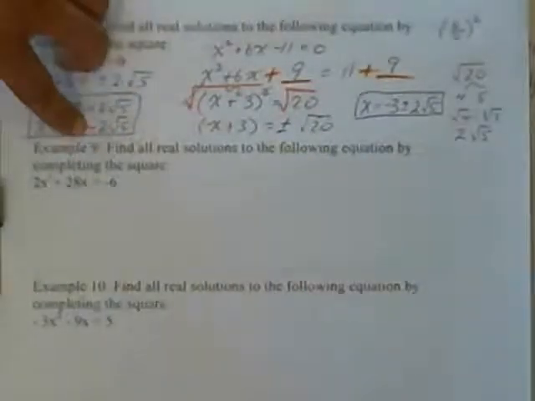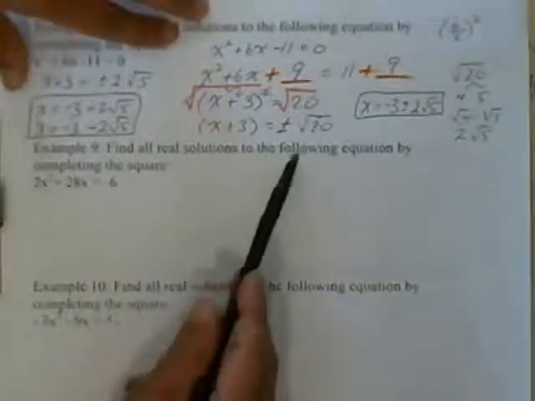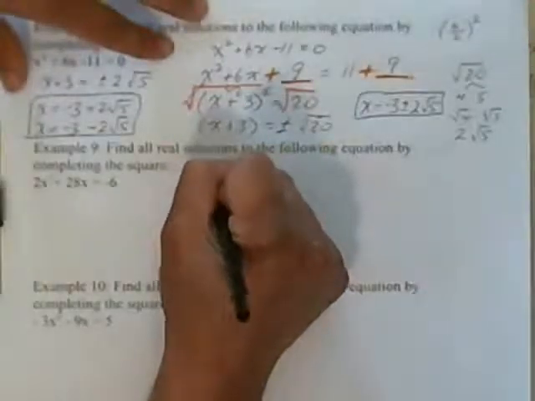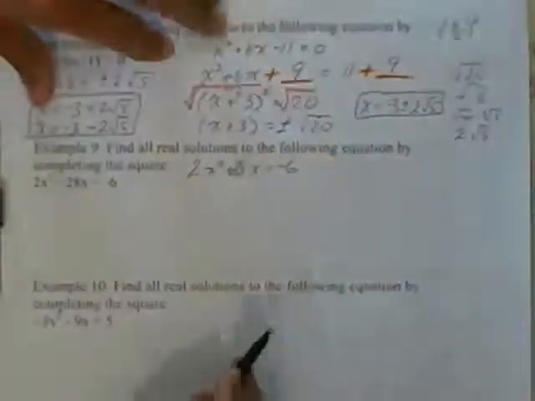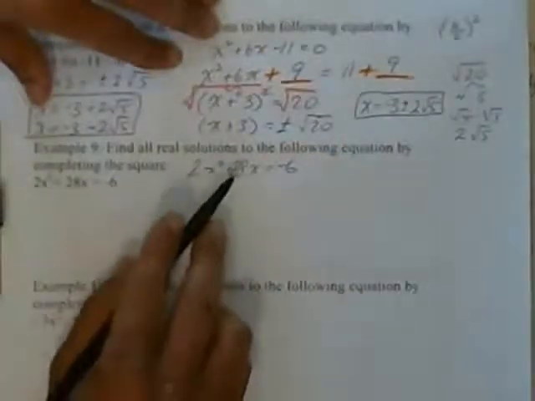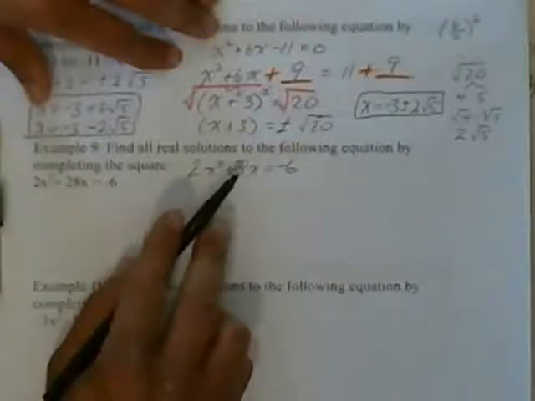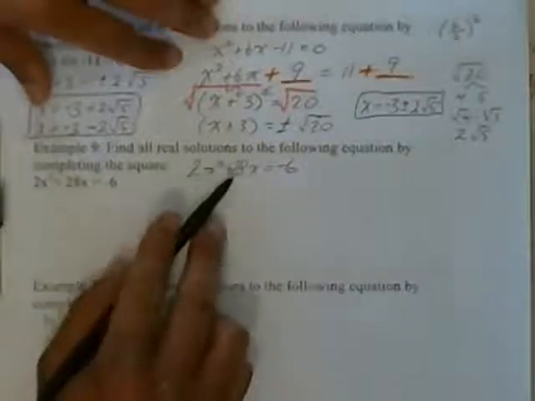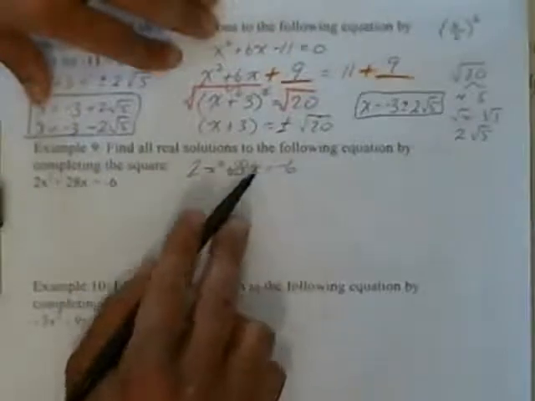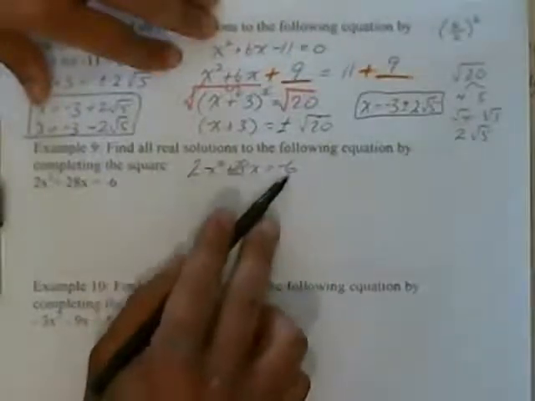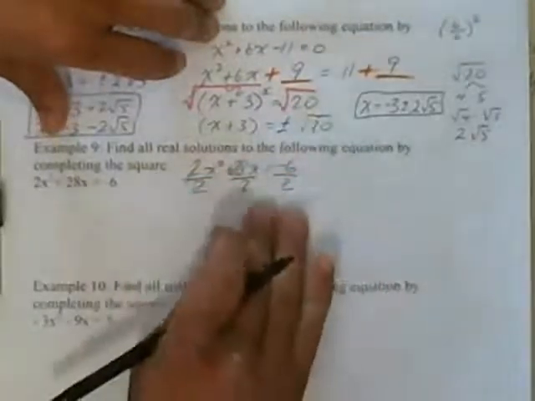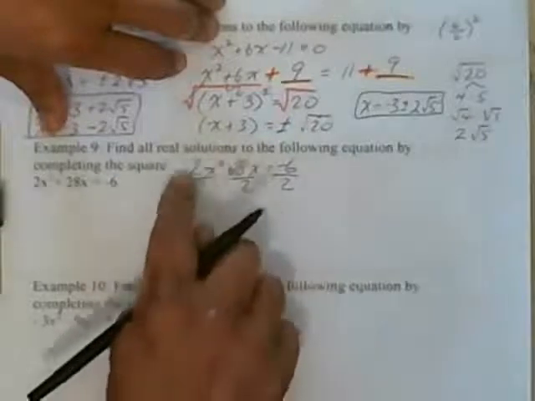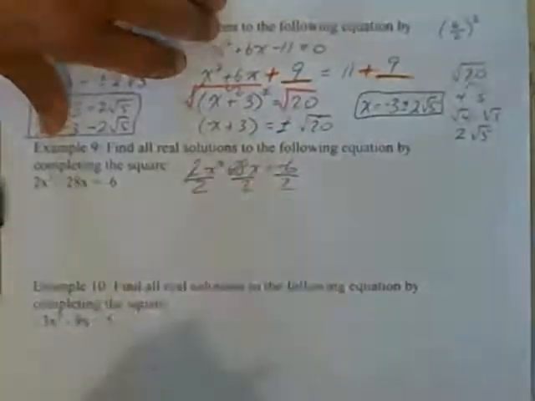Example number 9 says find all real solutions to the following equation by completing the square again. So you have 2x squared plus 28x equals negative 6. The leading coefficient 2, the linear coefficient 28, is a multiple of 2. This negative 6 is a multiple of 2. We're just going to divide it by 2, left side and right side. That way you get a real nice number. So if it's even, you can always divide by 2.